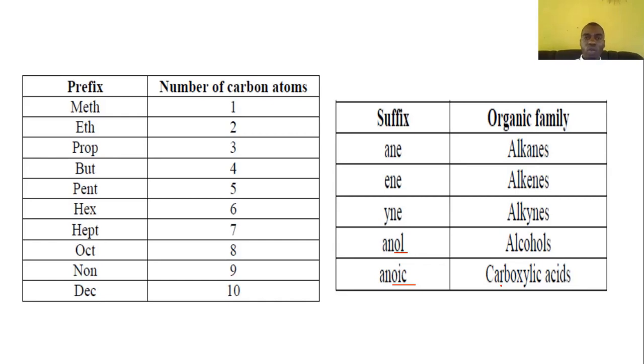Let's quickly look at an example of how we can combine them. Coming up with a name of an organic compound is generally just about joining the prefix and the suffix together, and you come up with a name. Other specific details, like the number and position of the substituents, will come in later on. But in its simplest form, when you are naming organic compounds, simply get the prefix and the suffix, put them together, and you're good to go.